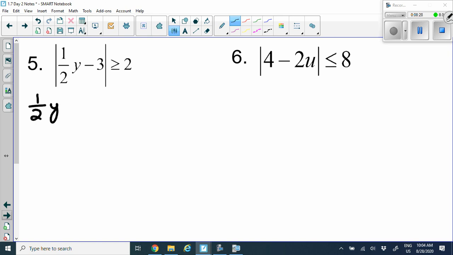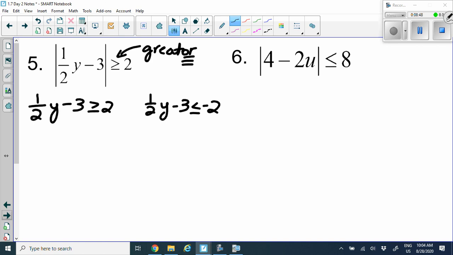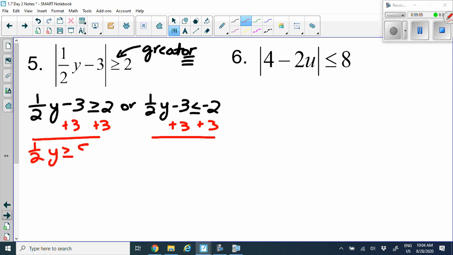So I have 1/2 y minus 3 greater than or equal to 2. So I'm creating my 2 inequalities to solve. The other one is 1/2 y minus 3. Flip this side and negate the 2. Now we need to decide, is this an or an and problem? This is greater. So this is an or problem. Okay? So for these, I'm going to solve. I'm going to add 3 to both sides on both of the inequalities. So I have 1/2 y is greater than or equal to, I think, 5. And then 1/2 y is less than or equal to 1.